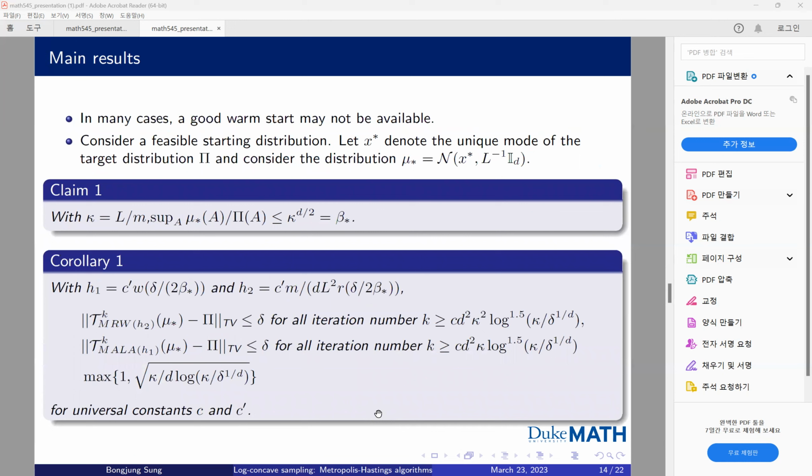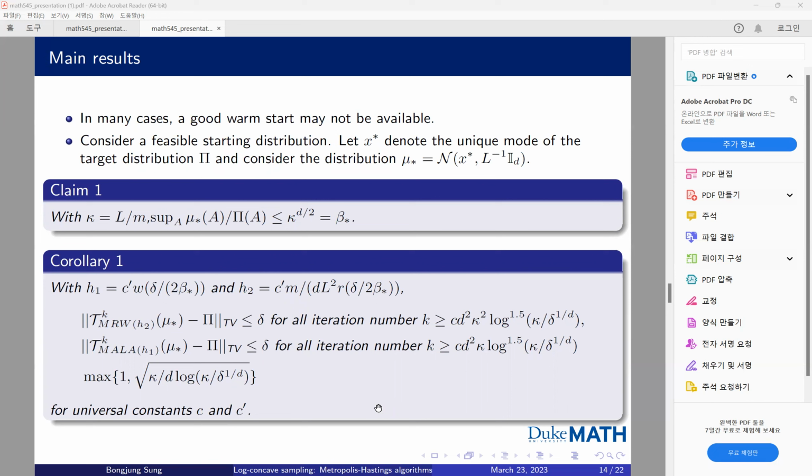Now we extend the results. These main results can be extended to many cases. So basically, in deriving mixing time bounds for MALA and MRW, we consider the feasible warm start, but it may not be available in practical implementation.